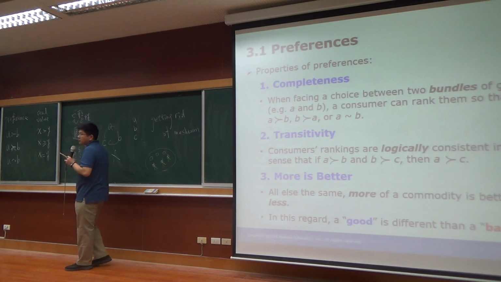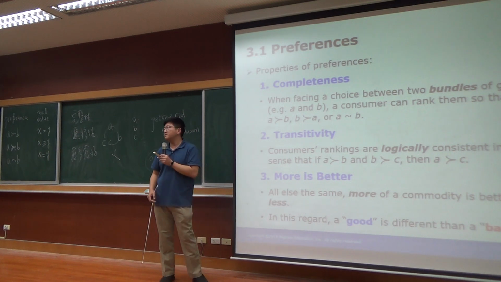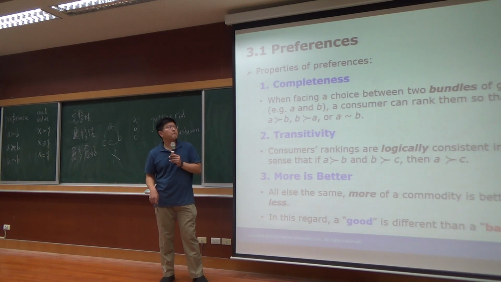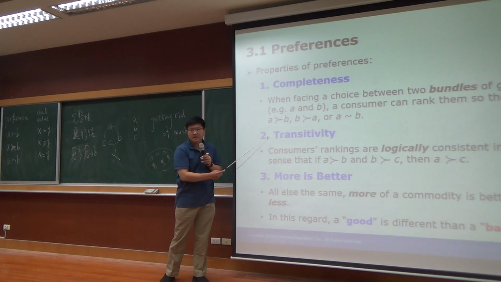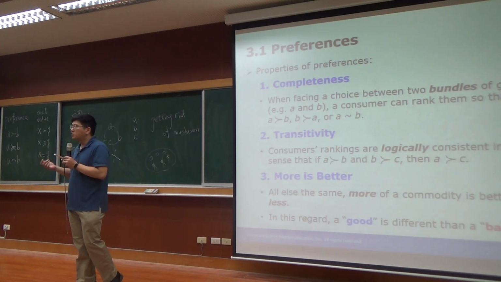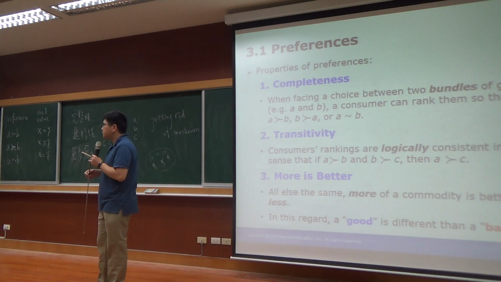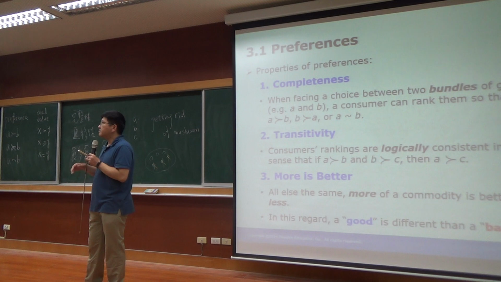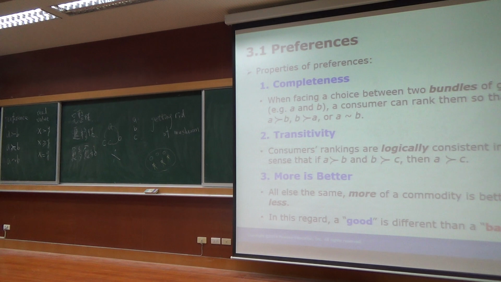Actually we don't need the translation. It's quite clear here, right? Okay, so we just introduced to you 3 types of properties of preference. One is completeness, the second is transitivity, and more is better. Of course, there are some more properties about preferences, but we do not introduce here. Maybe in some advanced microeconomics, like when you go to the master degree, you will learn something more, okay?